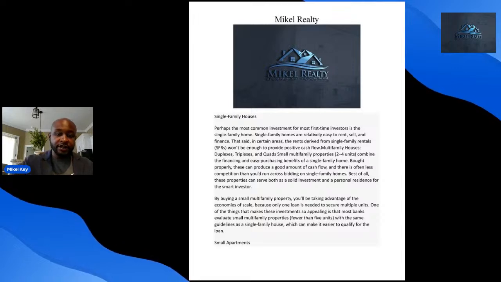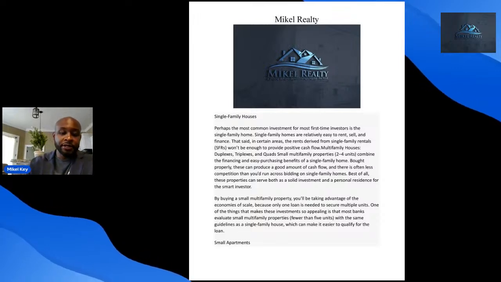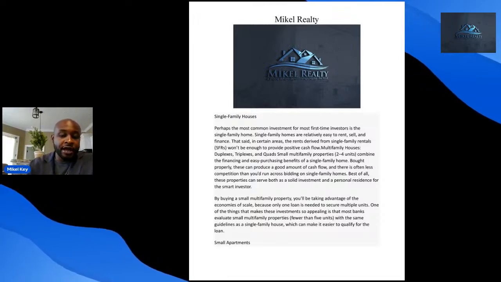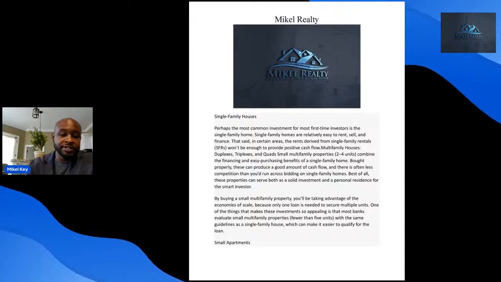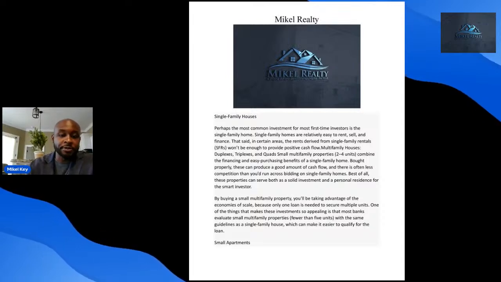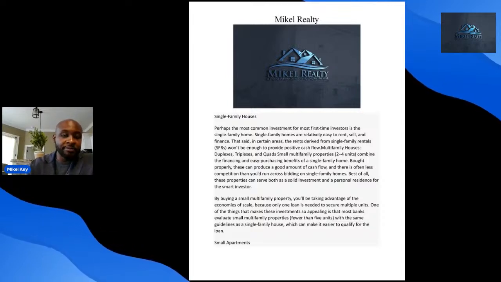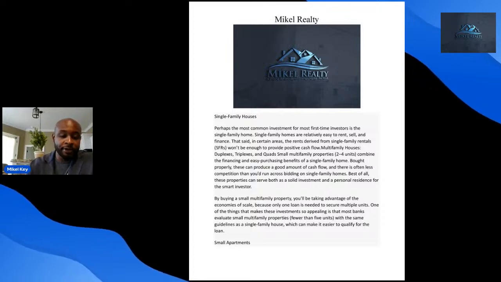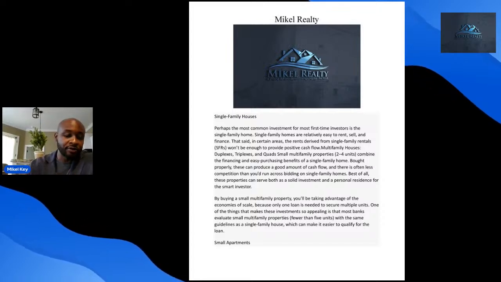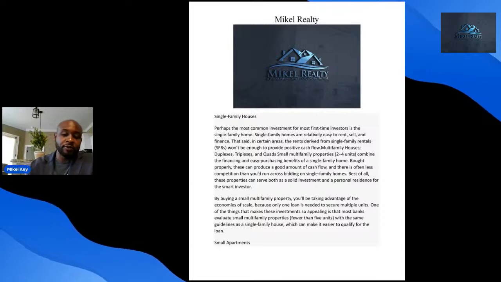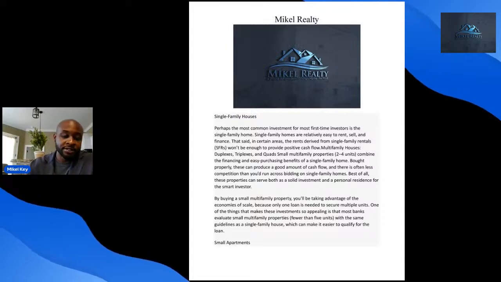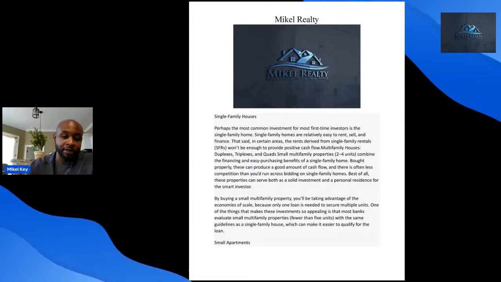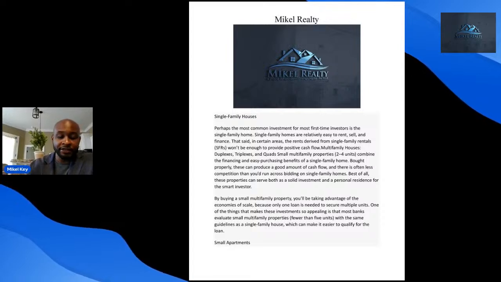Secondly, single family houses, probably the most common real estate investment out there. The reason is that a lot of smaller families bought a house, then were forced to upgrade to a bigger house, and kept the smaller house to rent out. So that's why we have so many single family houses. It's the most popular asset class out there.